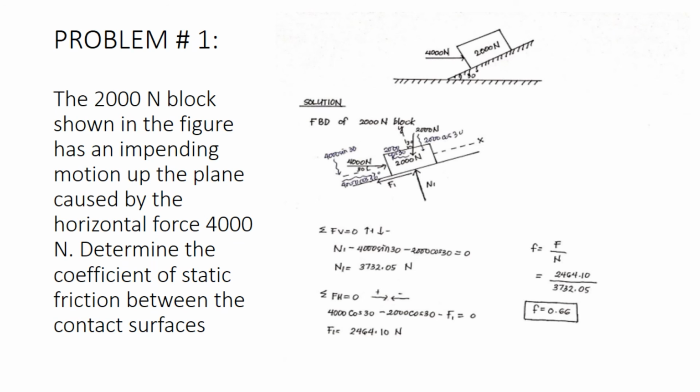Problem number 1. The 2000 Newton block shown in the figure has an impending motion up the plane caused by the horizontal force of 4000 Newton. Determine the coefficient of static friction between the contact surfaces. The problem requires the coefficient of static friction between the contact surfaces. The weight of the block is 2000 Newton and the horizontal force is 4000 Newton.